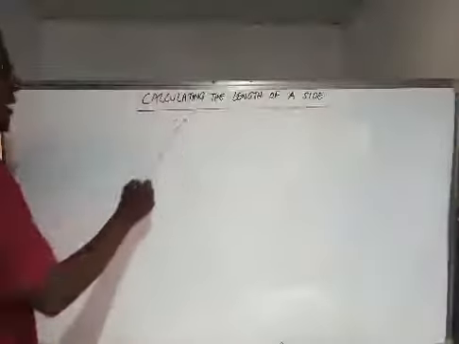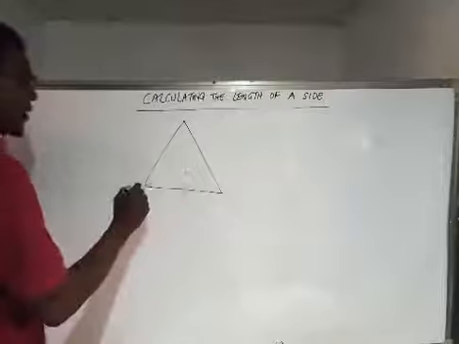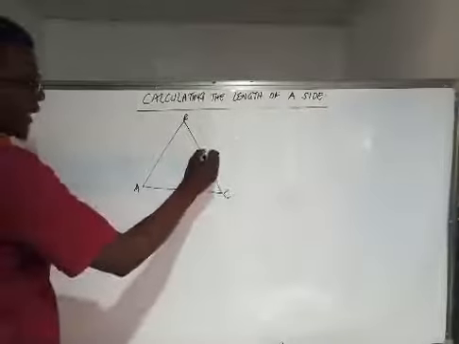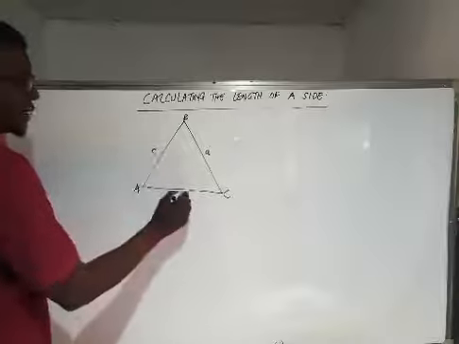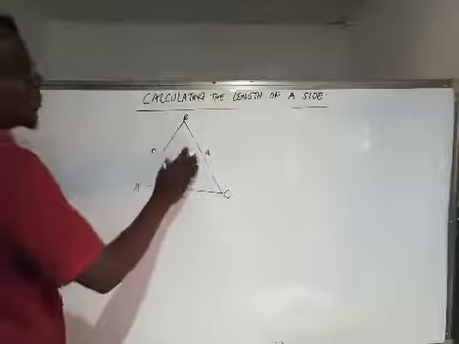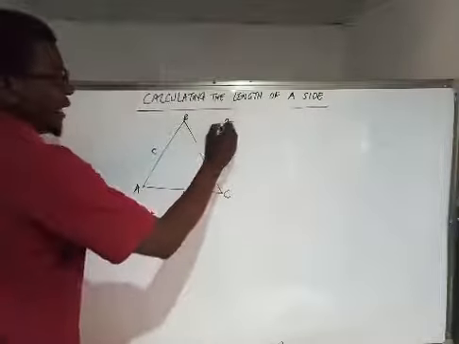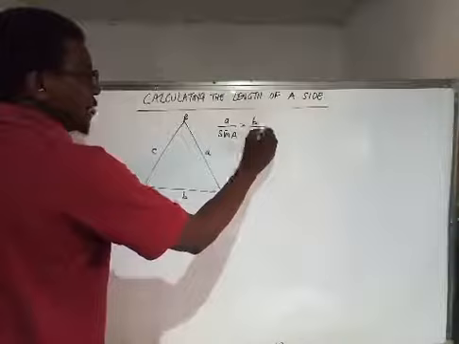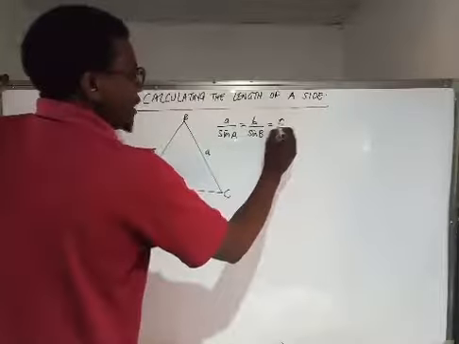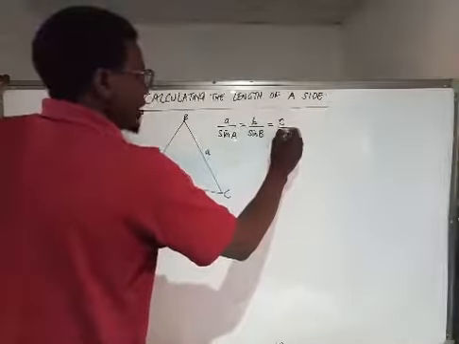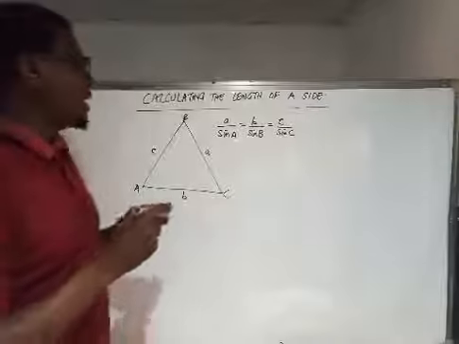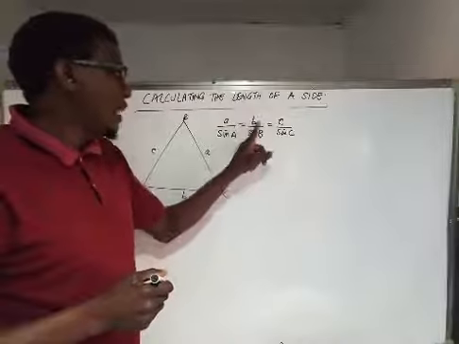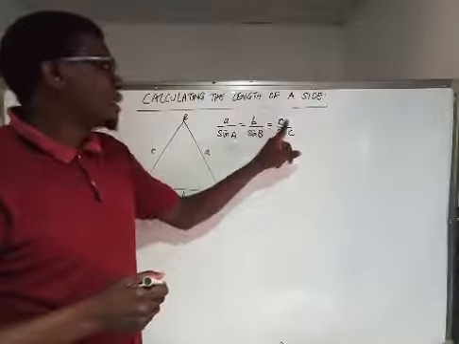Now, I want you to take note of one thing here. If we have a triangle ABC, and we call this one side A, this one side C, and this one side B, then to show the relationship of the side to an angle, it will be side A over sine angle A equal to side B over sine angle B. Similarly, equal to side C over sine C. So it is side A over sine A equal to side B over sine B equal to side C over sine C.